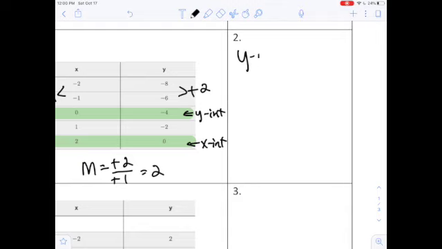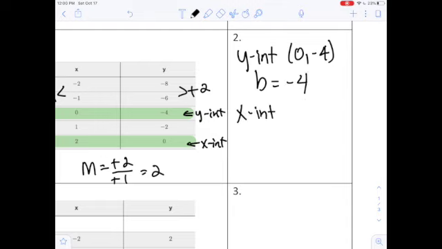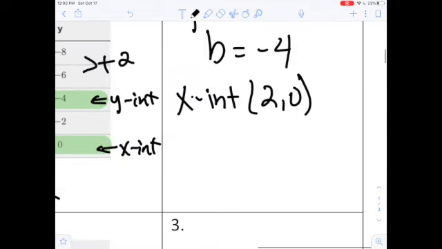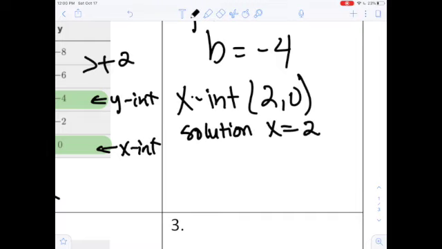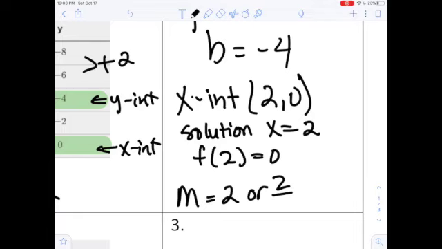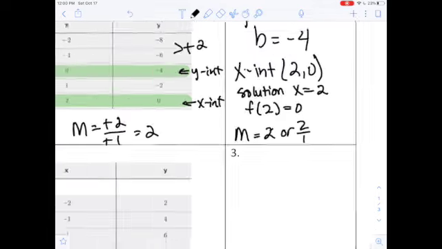We have our y-intercept, which is (0, -4), or you can write it as b equals -4. You have your x-intercept, which is (2, 0). And again, there's lots of different ways that you can write it. You can write it as a solution, which is x equals 2. You can write it as function notation, like that, or you have your coordinates. And then we have our slope, which is just 2, or you could have seen it as 2 divided by 1. If you're doing Delta Math, you have to use that one right there.